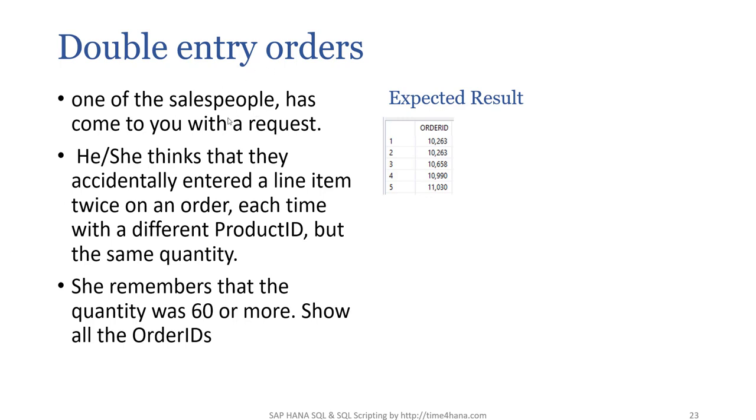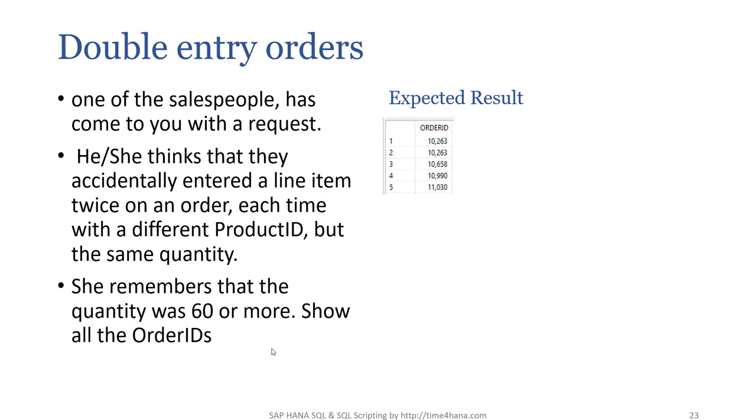One of the salespeople has come to you with a request. He or she thinks that they accidentally entered a line item twice on an order, each time with a different product ID but the same quantity. She remembers that the quantity was 60 or more.